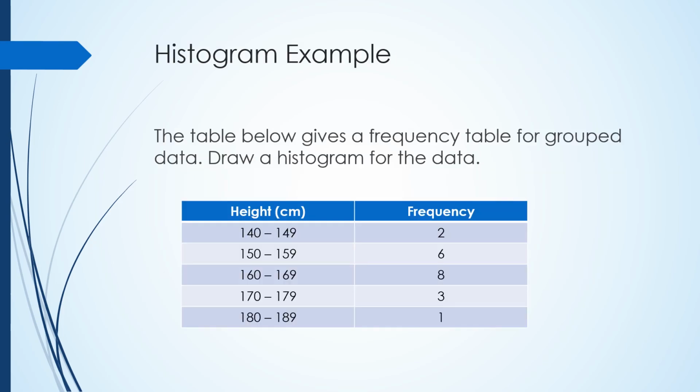Here's an example. Let us draw a histogram for the frequency table seen here. This shows a class interval that represents the height of a group and the frequency of heights occurring in that interval.